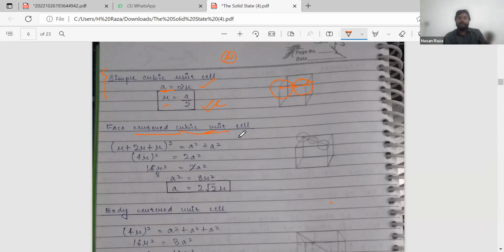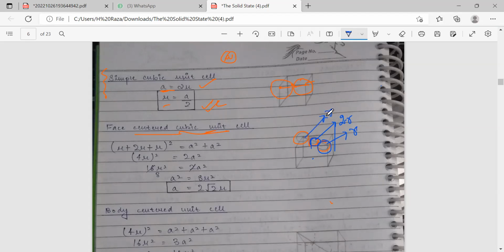In face-centered, as we know, the atoms are at faces and at corners. So I just draw a diagram according to this face. You can see this is the face atom, this is the corner atom, and this is also a corner. Is that clear? Now, all these atoms lie on the diagonal. So I am going to take this as 2R, and this atom is in the middle, so this will be R and this will be R. So the face diagonal of the cube will be 4R. Yes or no? Face diagonal will be 4R.